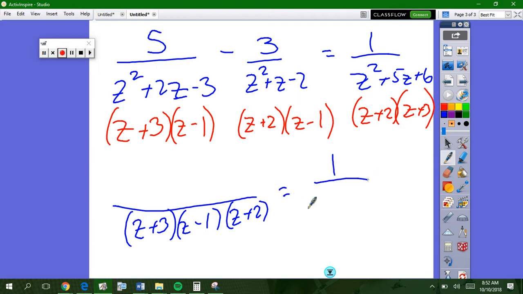Equals 1 over z plus 2, z plus 3, and z minus 1. But I have to ask, what is this guy missing out of the common denominator, the far left? He's missing the z plus 2. So therefore, I'm going to multiply the top by z plus 2.